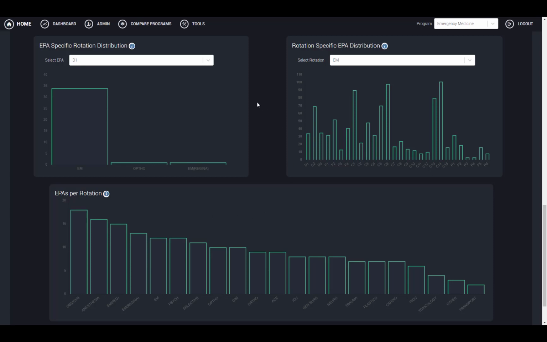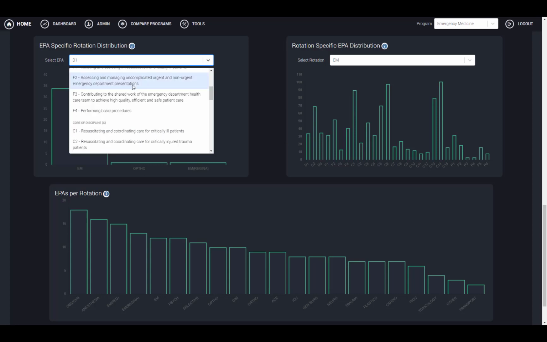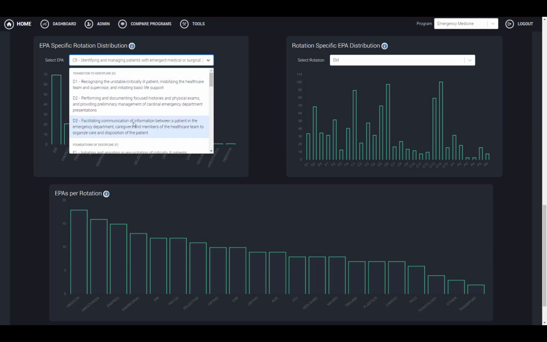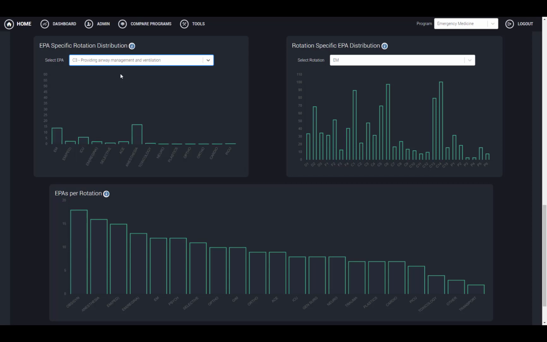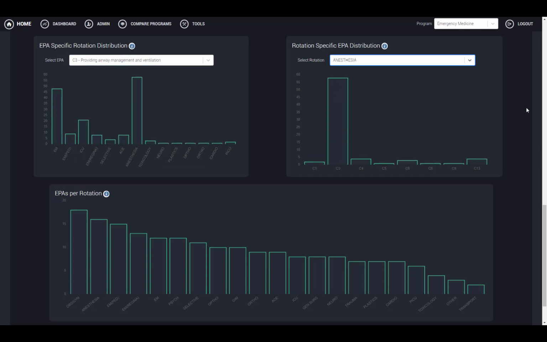This element works well with these other two. The one on the left allows users to select a specific EPA and display how frequently it is being completed on each rotation. And the one on the right allows participants to select a specific rotation and display how frequently each EPA is being completed on it. Together, the three of these graphs could be used to investigate why an EPA is underrepresented or to identify which rotations hard to assess EPAs are actually being completed on.